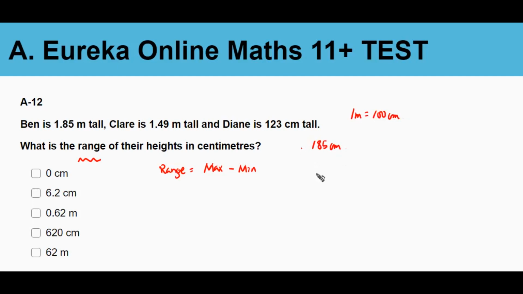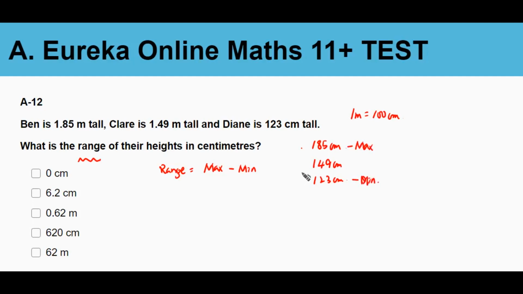What about 1.49 meters? Yes, that's right, 149 centimeters. So Diane's height is 123 centimeters. Now we have matched all units to centimeters. Now who is the tallest, or maximum value? Yes, Ben's height. Who is the smallest? Yes, Diane. She is the minimum value.